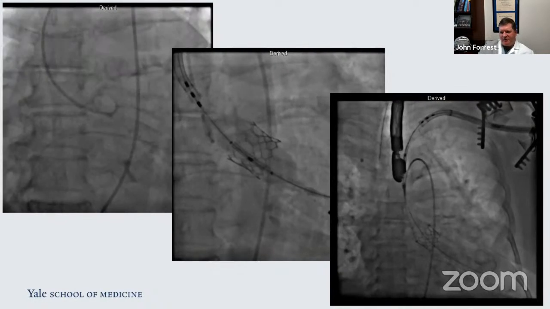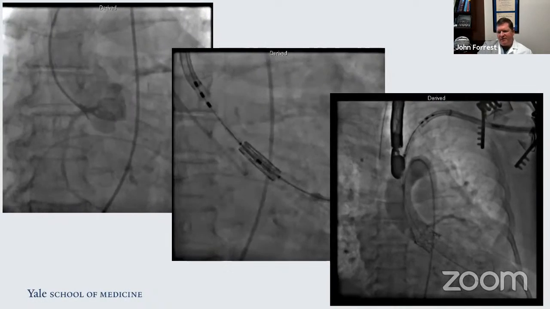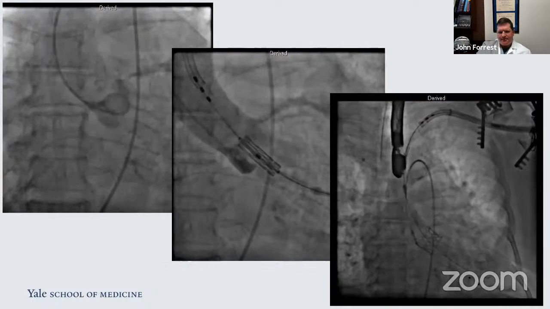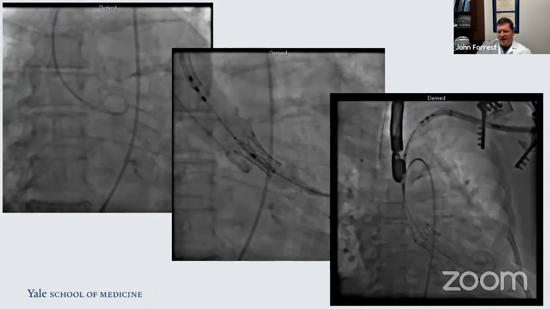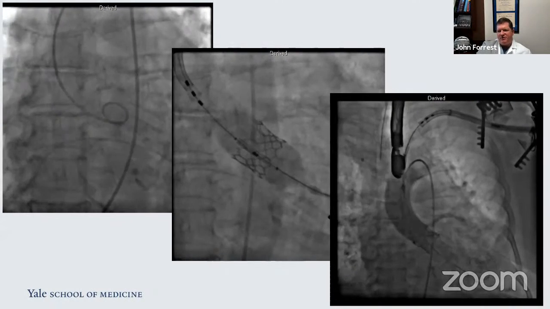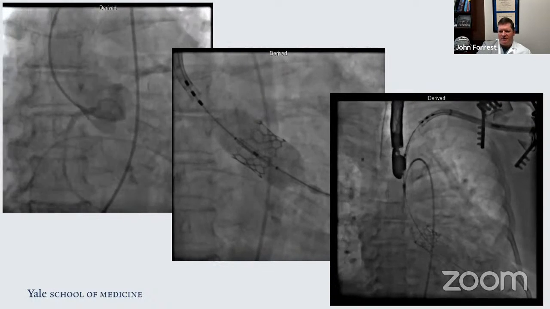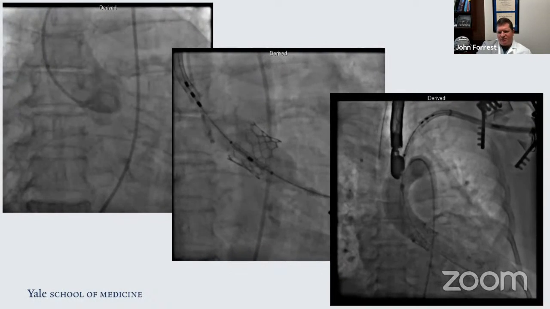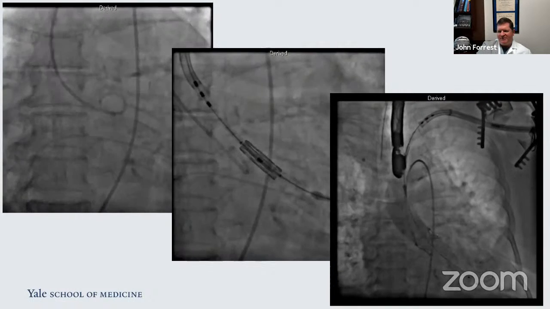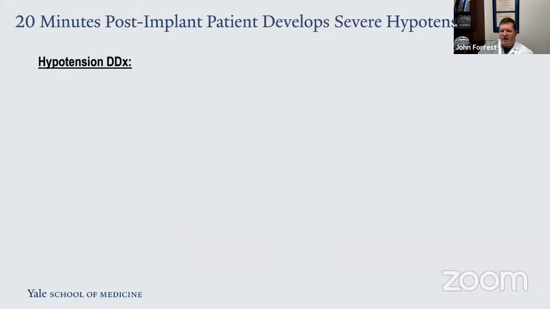You can see the cut down that we've done to the subclavian artery there. And so the patient did great right afterwards. We took out the sheath. We gave protamine. We were excited. Everything looked really good. A nice, smooth, easy procedure. And about 20 minutes after the procedure, the patient developed hypotension.